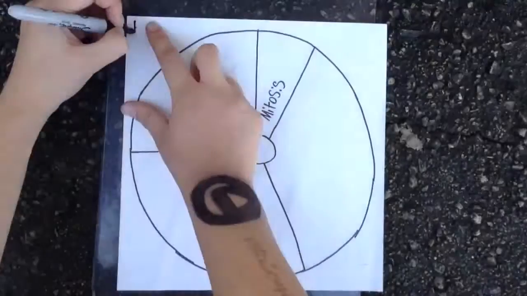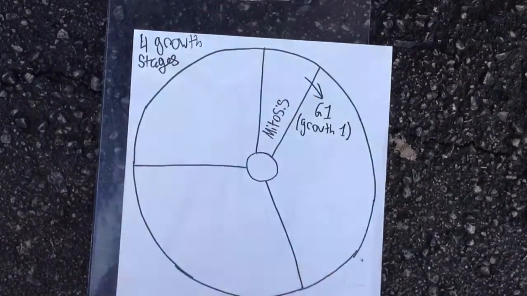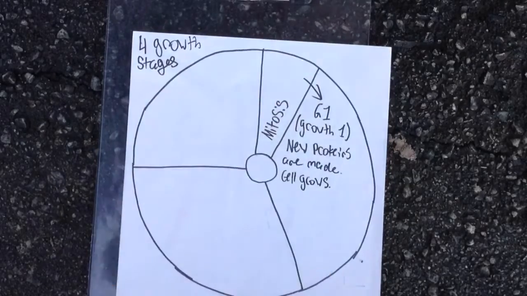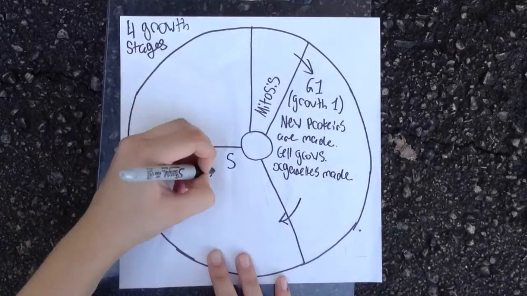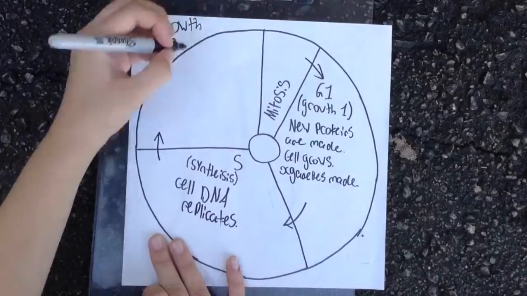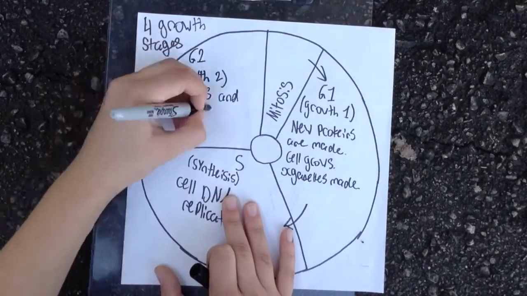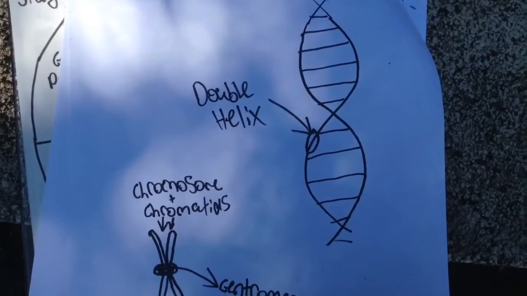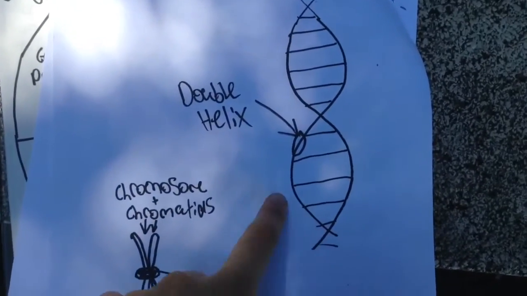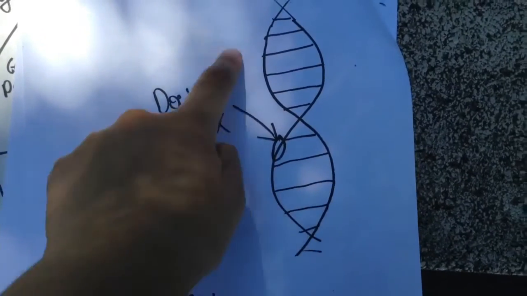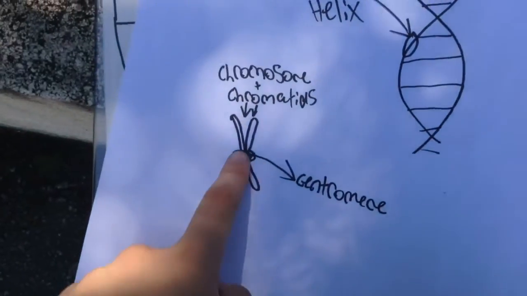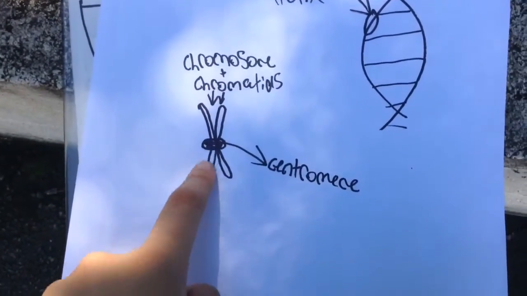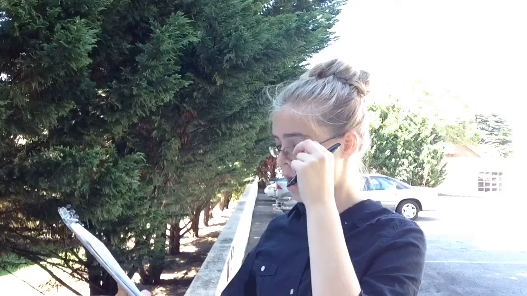During the cell life, there are four growth stages. There is the mitosis stage, which we have already discussed. Then the growth 1 stage, where new proteins and organelles are made and the cell grows. Next, the synthesis stage, where the cell's DNA replicates. Then the growth 2 stage, where the cell grows and prepares for cell division. And in case one did not already know this, this strand here and this strand here are called the double helix. The chromosome and chromatids are connected by the centromere. I believe that wraps us up for this lesson today.